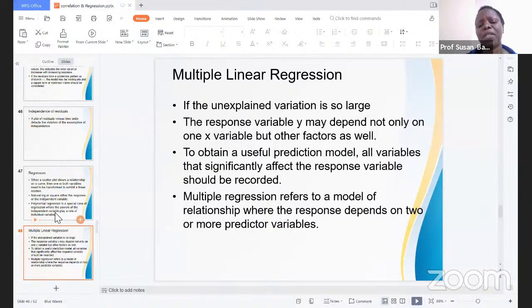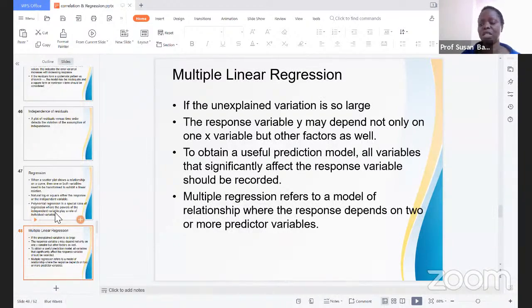Then we also talked about a graph of residuals versus fitted values, and we say the mean of residuals, then we know that the assumption of constant variance is not violated. We also talked about independence. The errors or unexplained variation should be independent, not correlated. And we can always test that using a graph of residual versus time order or order of observations.